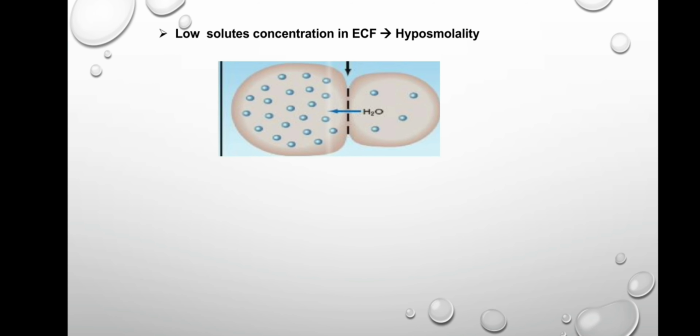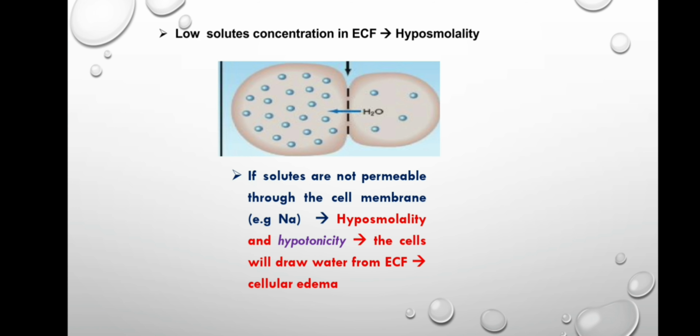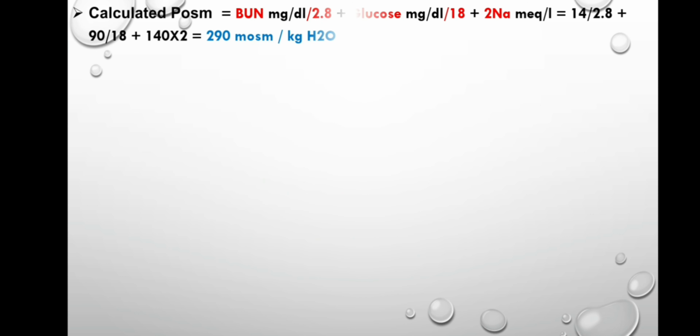And if there are low solutes in the blood, this will cause hypoosmolarity. In case of hyperosmolarity, the water will be shifted out of the cells, and the cells will shrink. In the case of hypoosmolarity or hypotonicity, the cells will be edematous. Cell edema will occur because water will be shifted inside the cells.